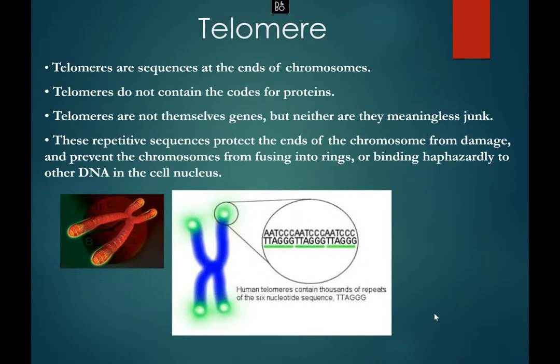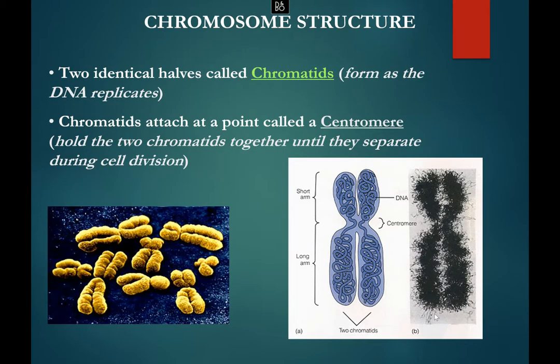Okay, now sorry, I'm going ahead a little bit. Let's talk a little bit about the structure of this chromosome. Each chromosome, this X shape, has 2 identical halves. These halves are called chromatids. Now, as the cell is getting ready to divide, it needs to make copies of everything. So essentially, what you have are 2 exact copies of the same chromosome that are attached in the middle.